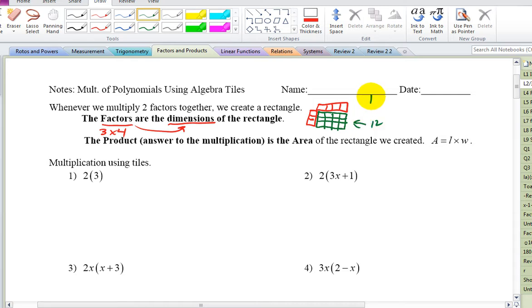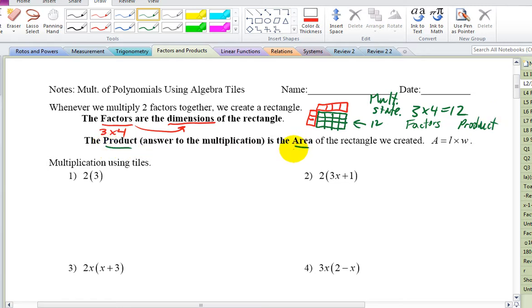So for your multiplication statement, we would say 3 times 4 equals 12. It's the whole thing. And these are your factors, and this is your product, the answer to the multiplication. Okay, so you're going to hear those vocab words, and that's kind of what we're talking about. So the product is essentially the area.